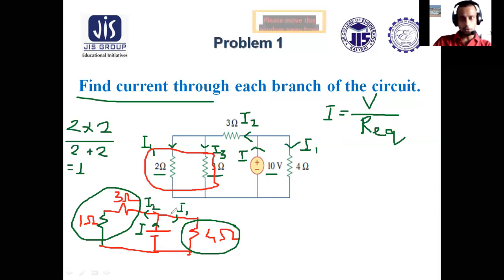So what would be the equivalent resistance in this case? 3 plus 1, that is 4. This 4 will be in parallel with this 4. So 4 parallel 4 will be 2 ohm. So the equivalent resistance is 2 ohm. So I will be V, that is 10, divided by the equivalent resistance, which is 2 ohm.